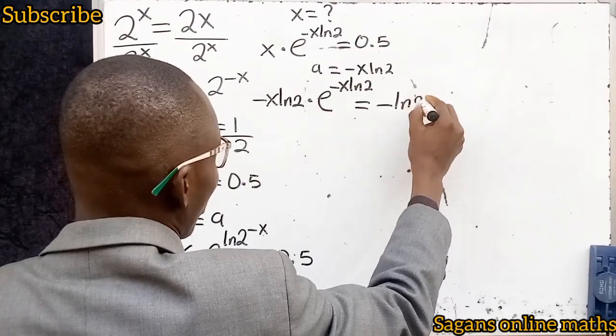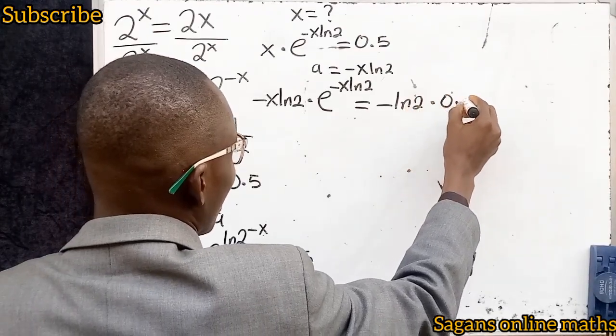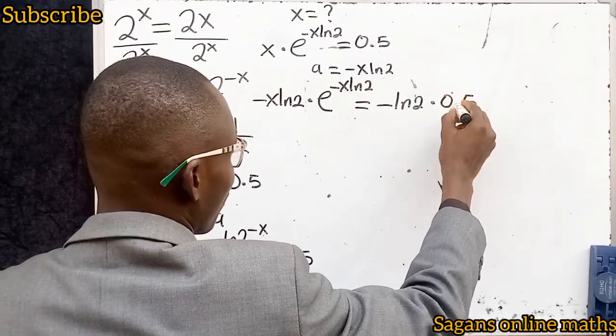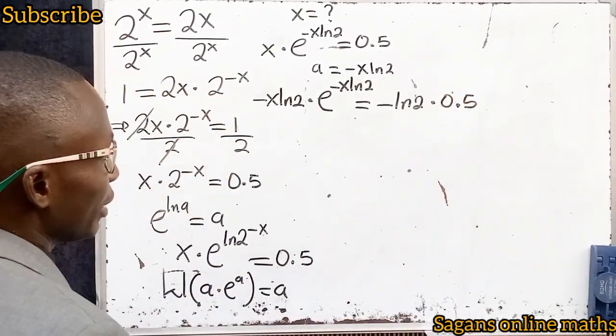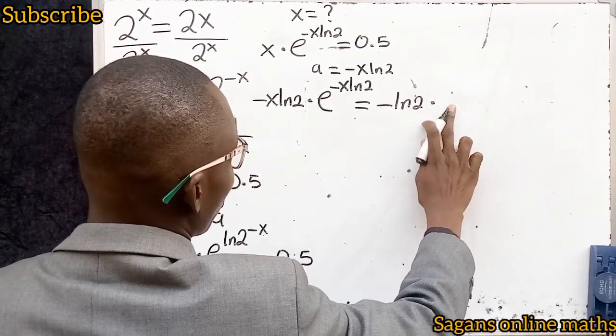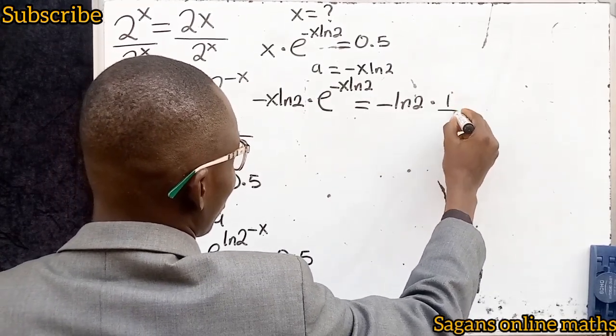ln 2 multiplied by 0.5. Okay, this is 0.5, right? This is 0.5. Okay, now this is amazing. Or let me use a fraction so that it is not confusing. Know that 0.5 is the same as 1 over 2, right? 1 over 2.